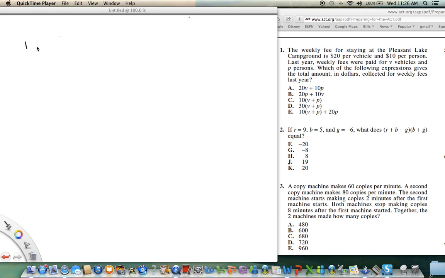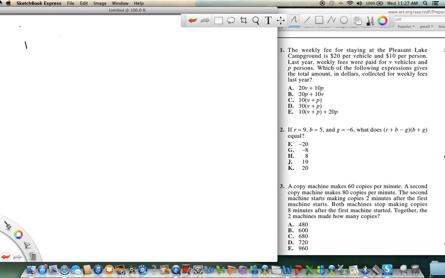All right, welcome back. Let's start with number 1. The weekly fee for staying at Pleasant Lake Campground is $20 per vehicle and $10 per person. Last year, weekly fees were paid for V vehicles, so I know that we're paying $20 per vehicle, so that's going to be times the number of vehicles, and $10 per person. So which expression gives the total amount in dollars collected for the weekly fees?